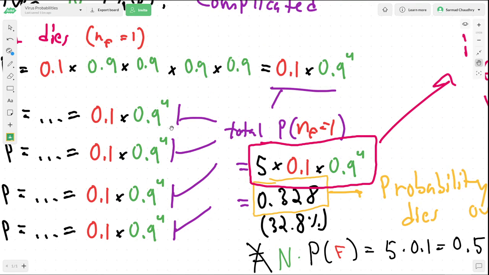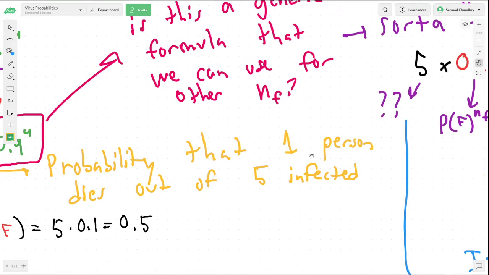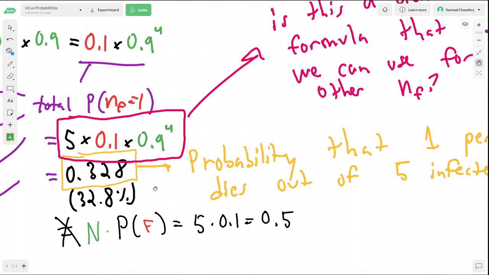Since each of the scenarios has the same probability, we can just multiply that number by 5. So we get 5 times 0.1 times 0.9 to the 4. That's the total probability of one person out of 5 dying. If you have 5 people with the disease and a 0.1 probability of dying from the disease, this comes out to 0.328. So around 33%, basically a third of the time that you have 5 people with this disease, exactly one of them will die. It doesn't matter which one, but that's the probability that one person dies out of the 5 infected, 33% of the time.